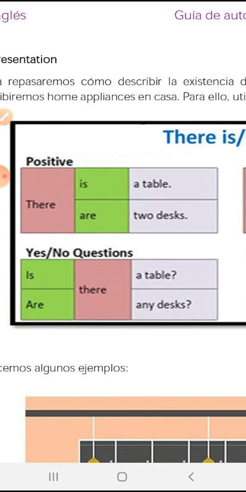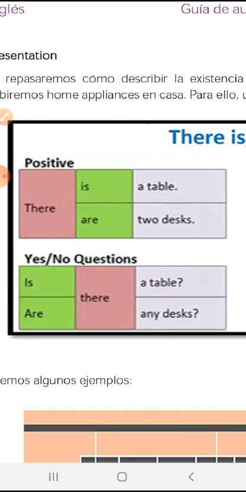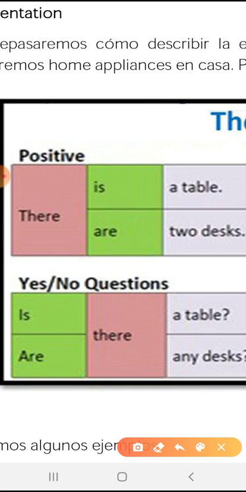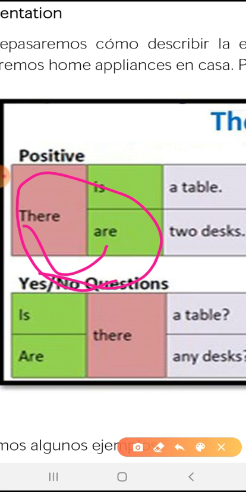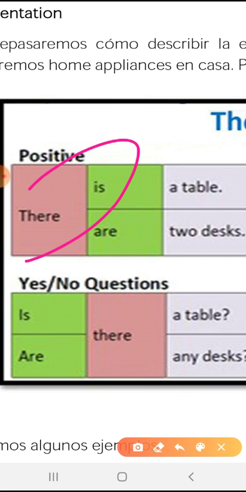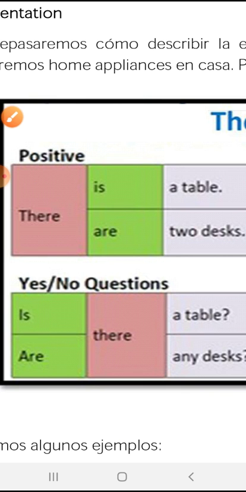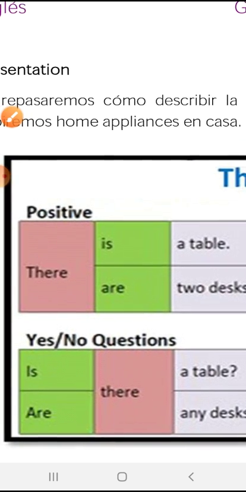There is a TV in my house. Yes, depending on the number of things or objects you have in your house. Okay, dependiendo de la cantidad de objetos que tengan en tu casa, you can say there are para cuando hay más de uno, and there is when there is only one. Okay, but that is affirmative.